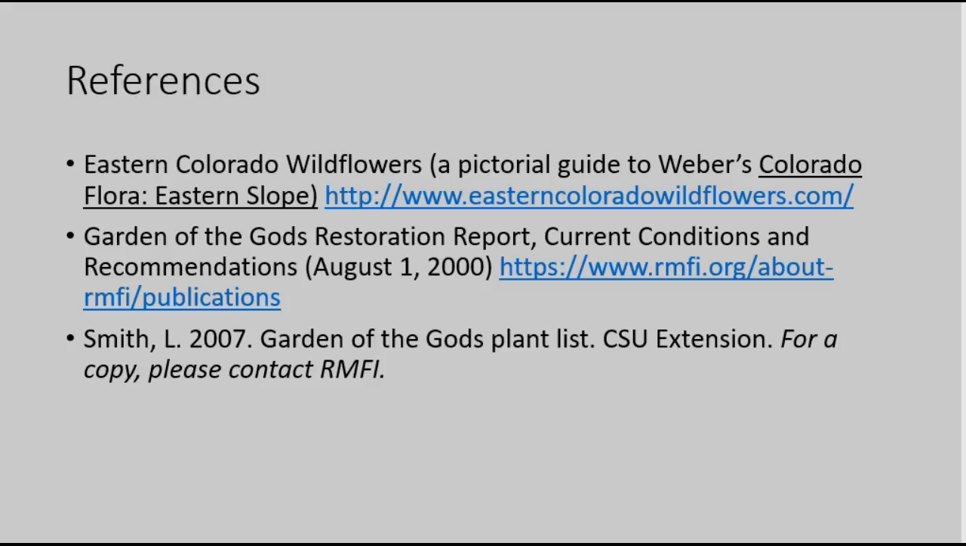So this is just the tip of the iceberg. There are over 250 plants that have been identified in the garden. And you can get started understanding these lesser visible species in the garden by following these references.